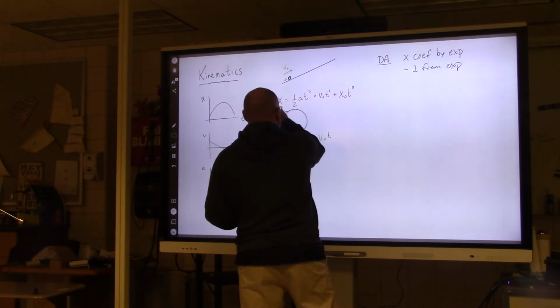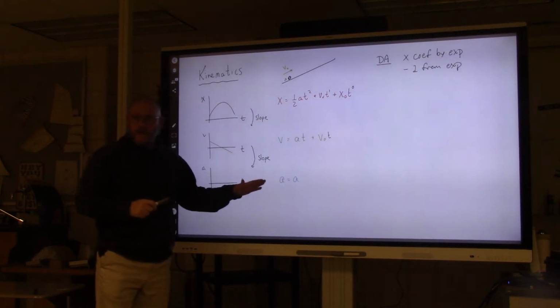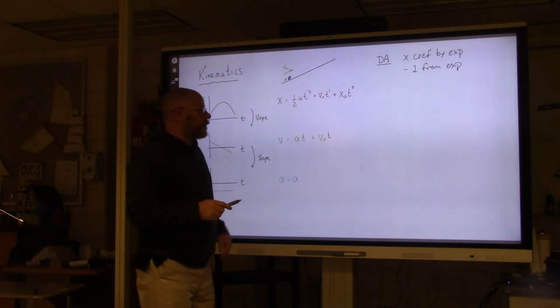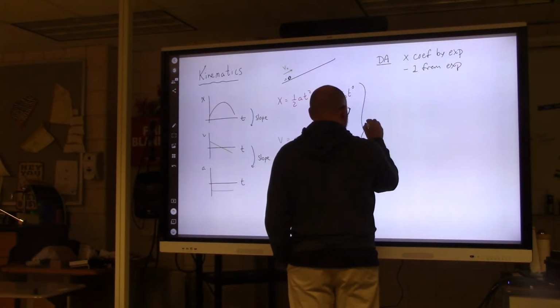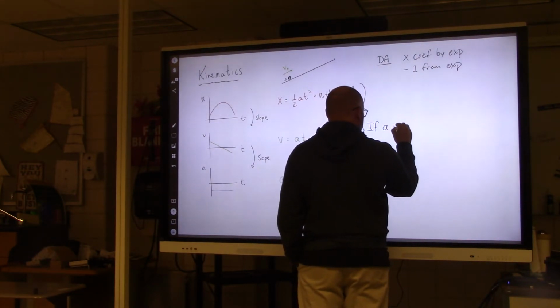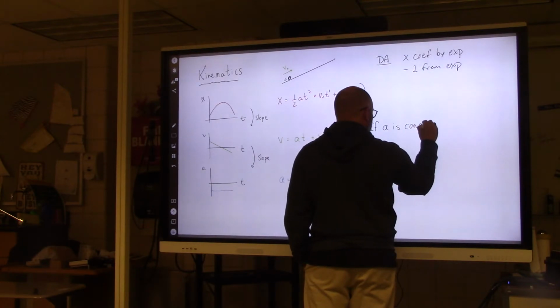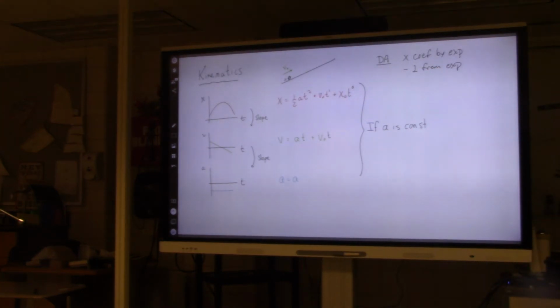Okay. Now, all of these kinematics equations, you can use them if and only if acceleration is constant.